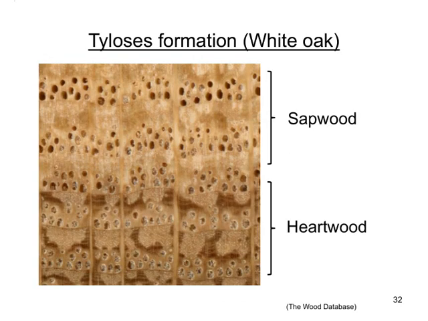Now, let's take a closer look at tyloses formation in white oak. As you can see on this slide, this process is crucial in understanding how white oak's durability and water resistance are enhanced. Tyloses are essentially outgrowths of parenchyma cells that develop into blockages within the vessel lumens. This formation effectively seals off the vessels, preventing the movement of water and pathogens.